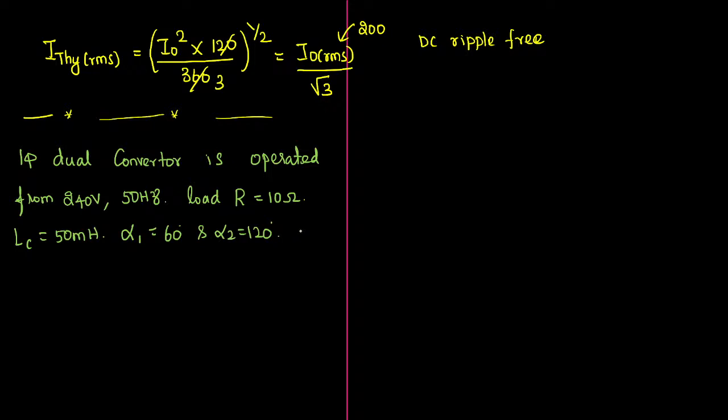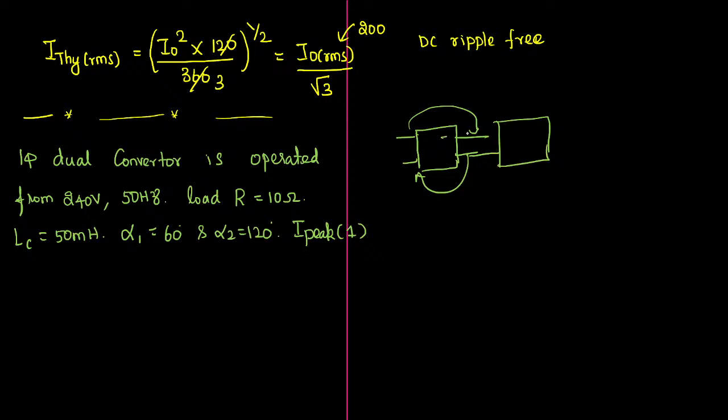Now the question is, what is the peak current carried by the converter 1? So dual converter means power will be circulated from primary to secondary and secondary to primary. That is called a dual converter. So we will be having two converters here. First power will flow from here to here and then power will come back from here to here. When power is going from here to here, they have given alpha as 60 degree. When it is coming back, they have given one more, that is 120 degree. Now what is the peak current carried by the converter 1? That is the first converter.